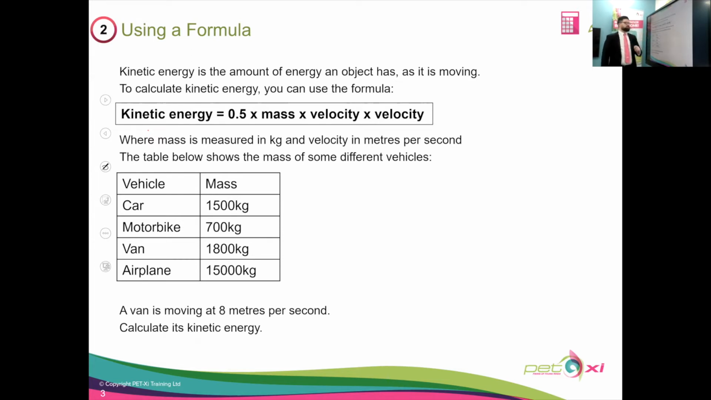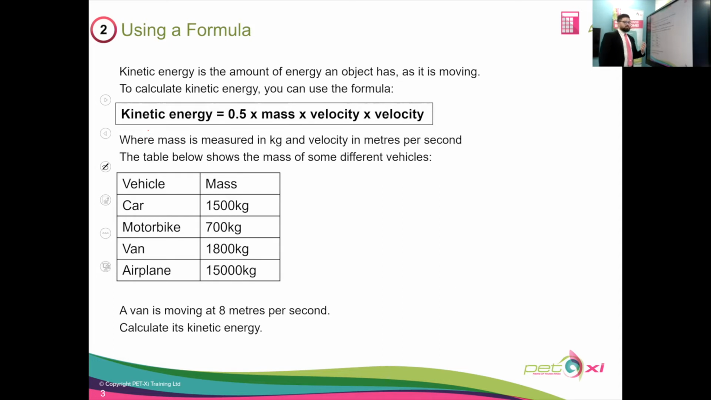The table below shows the mass of some different vehicles. So we've got a table there showing us car, motorbike, van and aeroplane and their mass in kilograms. A van is moving at 8 meters per second. Calculate the kinetic energy. Okay, so we have all the information there that we need to answer this question. We just need to work out exactly what we need to do next.